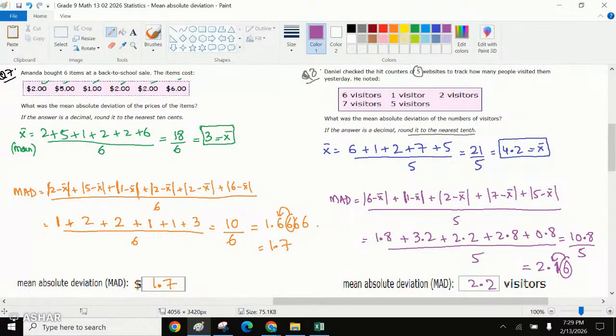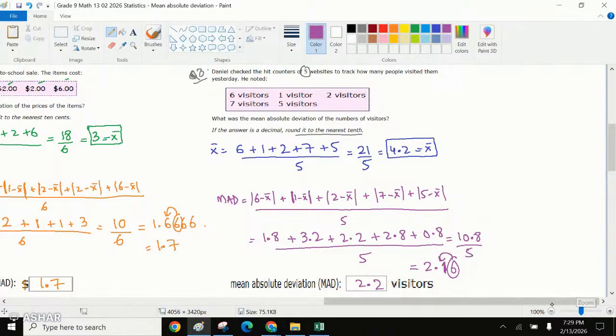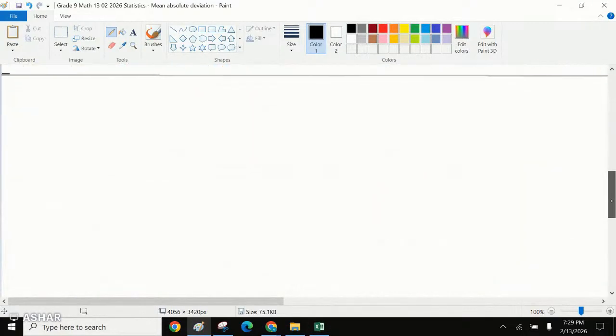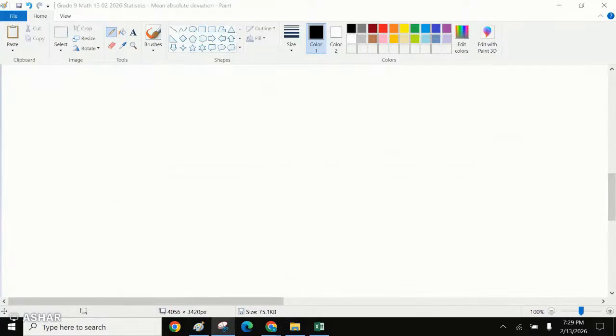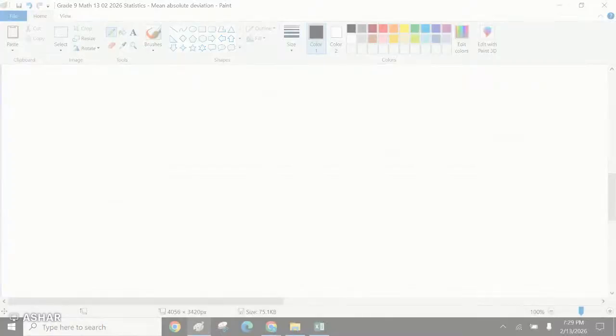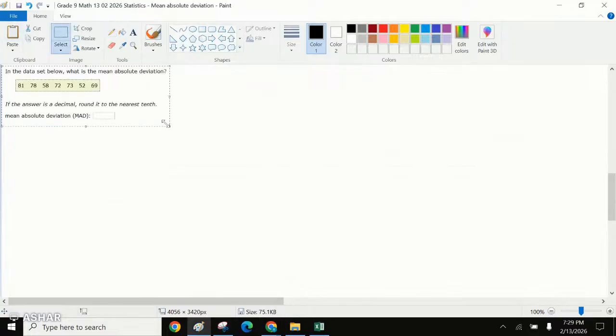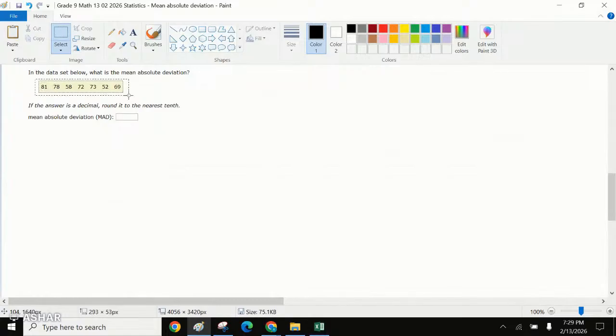Okay, do we agree? Any questions up till now? Let's do an example or 2 more, then we'll go back to the test. So this was our question number 8. Let's do question number 9. It's just asking us to find, in the data set below, the mean absolute deviation. This is our question number 9, but the values are larger, so we know that we need to do a lot of calculation.